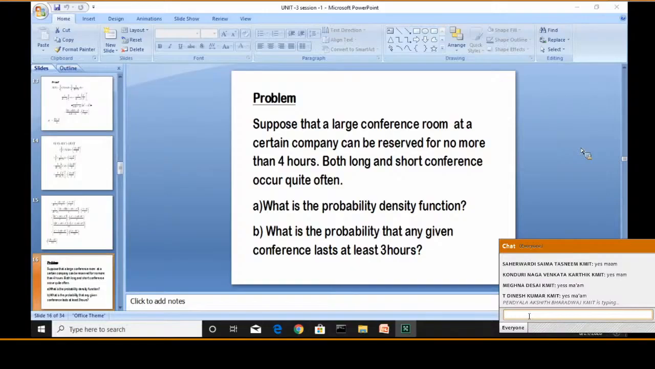Can you see the problem? Suppose that a large conference room at a certain company can be reserved for no more than 4 hours. Both long and short conferences occur quite often. What is the probability density function? What is the probability that any given conference lasts at least 3 hours?